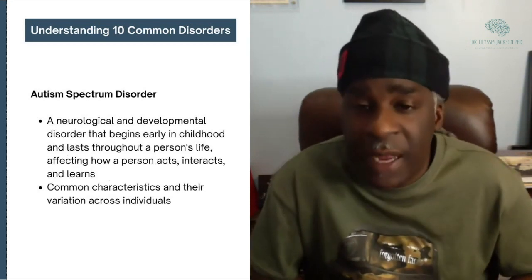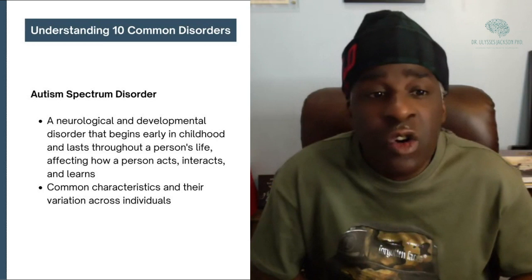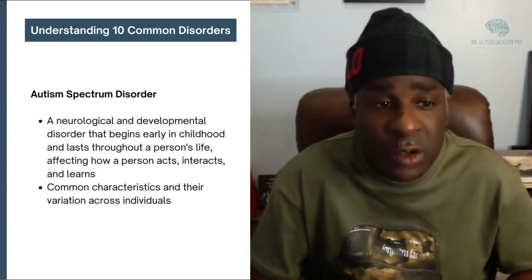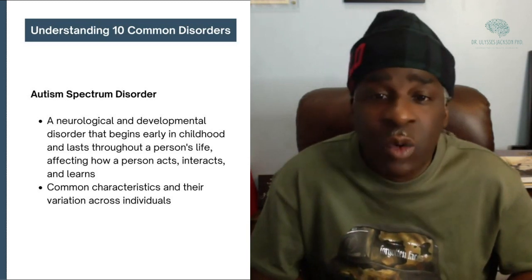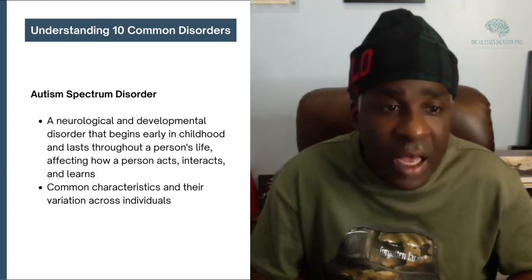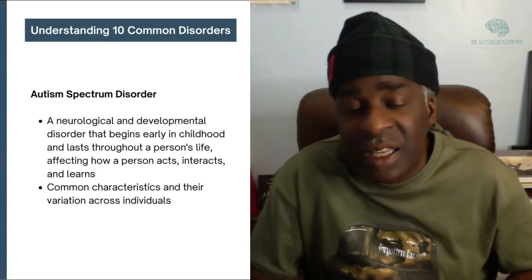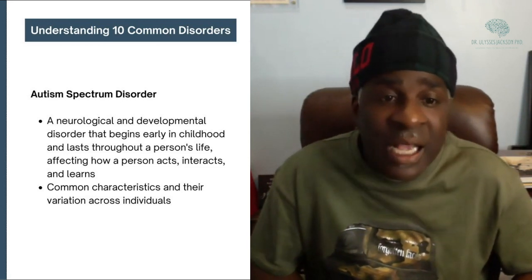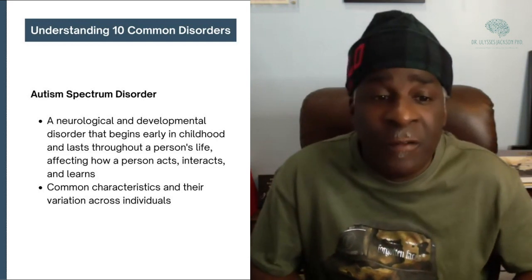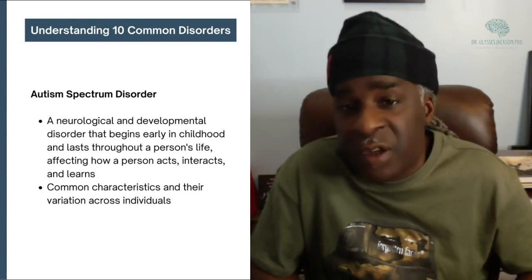The autism spectrum. This is a neurological and a developmental disorder that begins in early childhood and lasts throughout a person's life, affecting how a person acts and how a person interacts and even learns. Common characteristics vary from individual to individual.